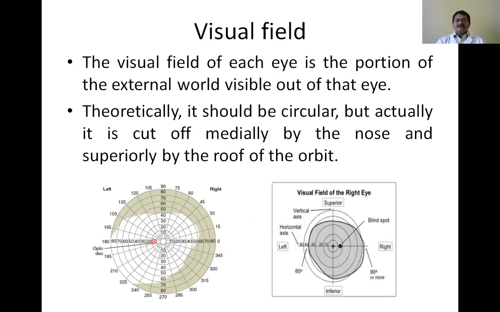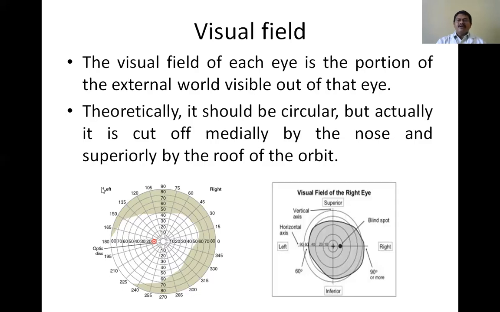And what is the definition of visual field? The visual field of any eye is the portion of the external world visible to that eye when fixed at a fixed point. Otherwise, if you are moving, the visual field also changes. It is the portion of the external world visible to that eye when it is fixed at a particular point.